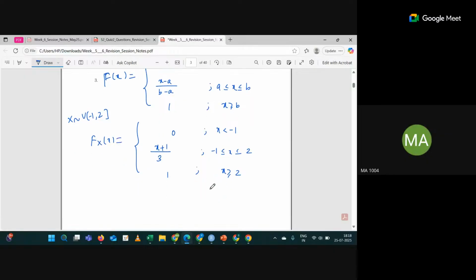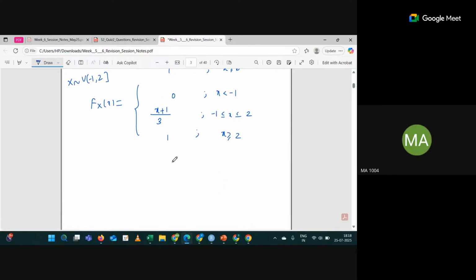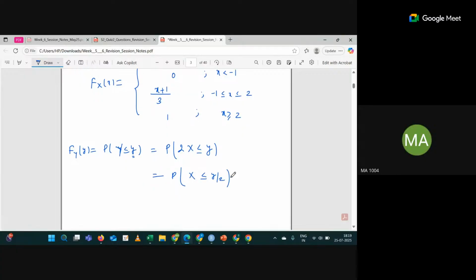Now we have to calculate the CDF of Y. So we know how to start. The CDF F of y is nothing but the probability that capital Y is less than or equal to small y, correct? This capital Y is the random variable, and this small y is one of the instances of it. So what is Y? It's 2X less than or equal to small y. After this, I can write X is less than or equal to y by 2, yes or no? What is this? This is F_X of y by 2.